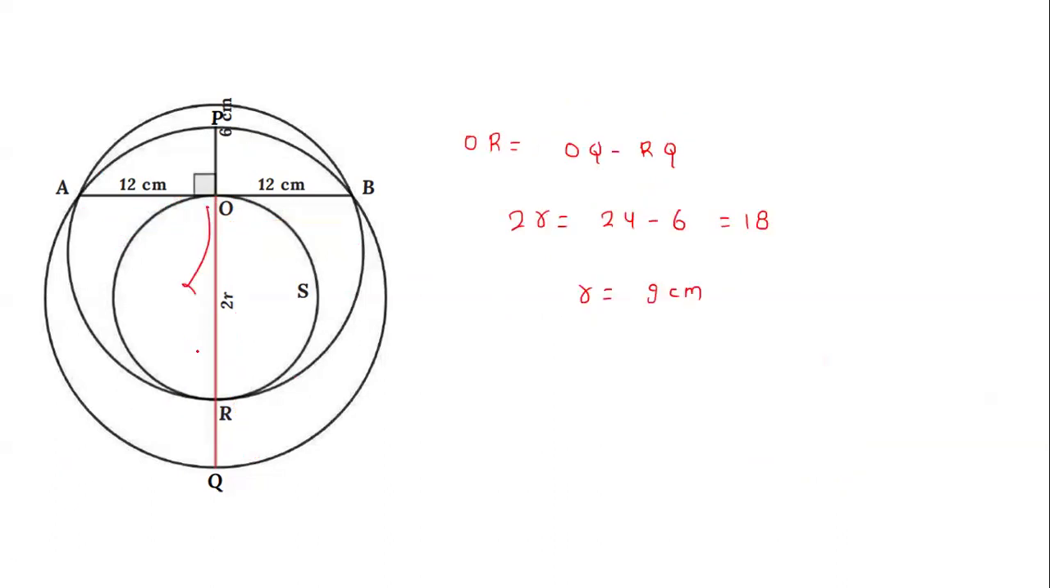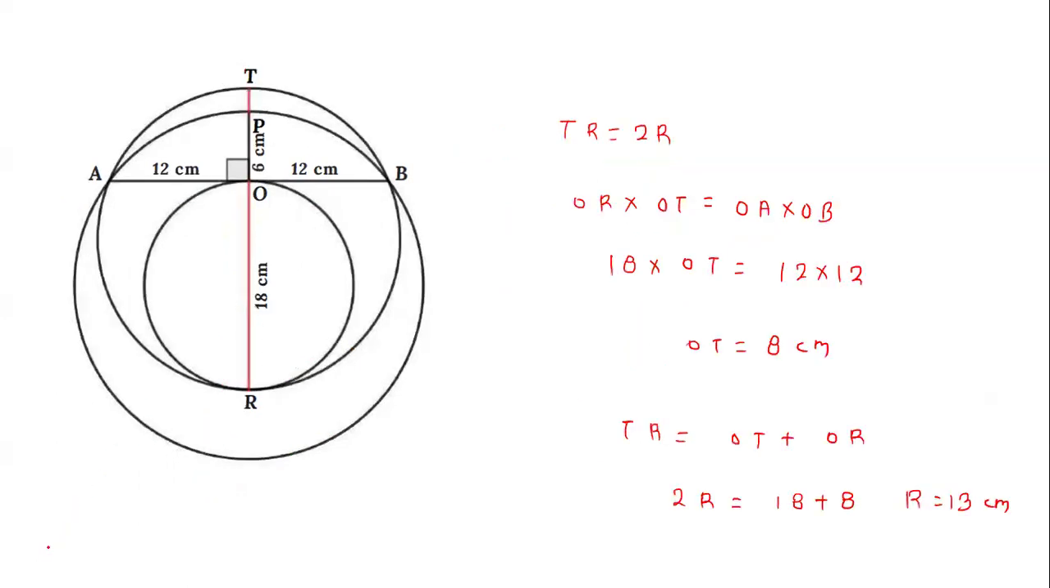Now you know this OQ, and this is 6 centimeter, and this is the diameter of the smaller circle, which is 2r. So you can write 2r plus 6 is equal to 24. So from here you can find the small r value, which comes as 9 centimeter. Now we know the small r value.